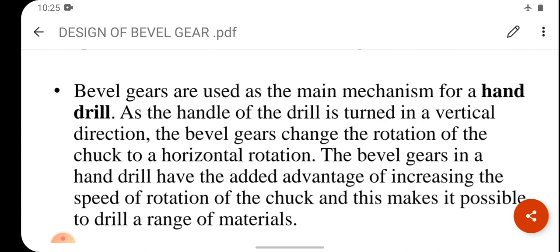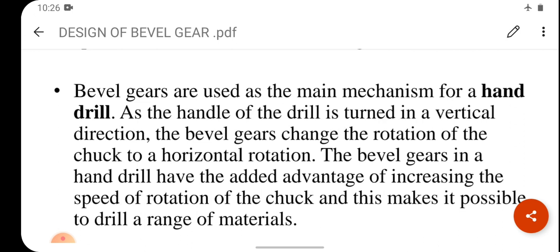Bevel gears are used as the main mechanism for a hand drill. In the hand drill case also the same concept applies. As the handle of the drill is turned in a vertical direction, the bevel gears change the rotation of the chuck to a horizontal rotation. The handle of the drill is turned in a vertical direction, and the bevel gears change the rotation of the chuck to a horizontal rotation. Clear?